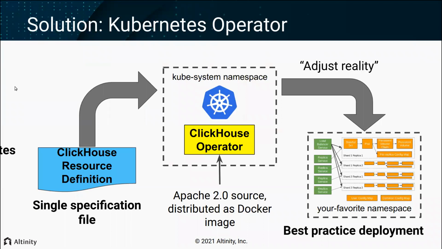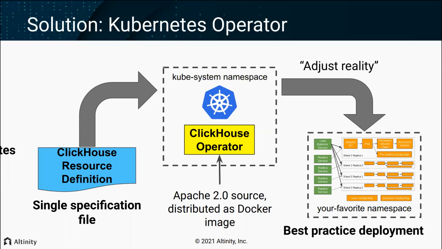Fortunately, there's a solution, and this is something that's called an operator. This is a relatively new feature of Kubernetes. It was developed, first appeared, a few years ago. Basically, an operator allows you to define new types of resources in Kubernetes. And so we have something called the ClickHouse Operator that we developed.